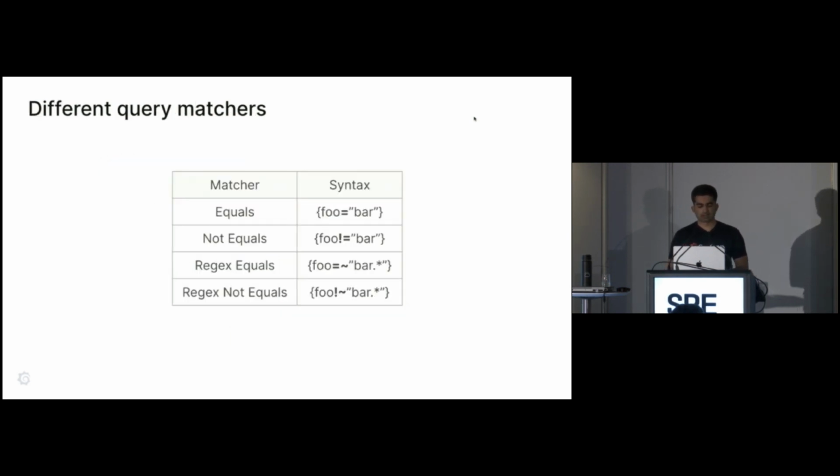And it's not just equal matches. You can do not equals, regex equals, and regex not equals query on TSDB. You just look at the posting offset table, go through the label values, and you can just apply this logic. At the end, you just need the posting list for all the label values that match and just intersect them.